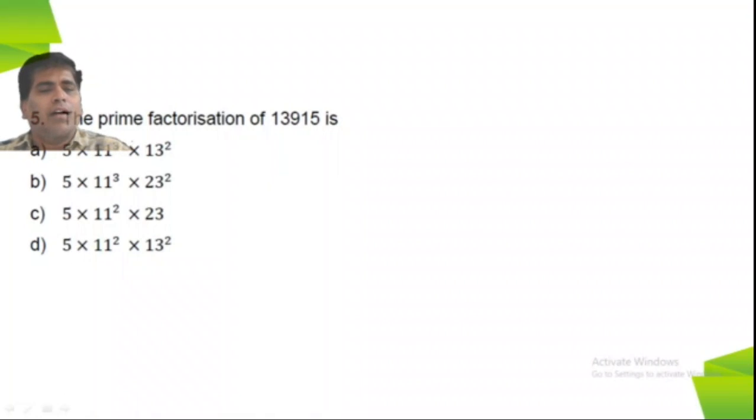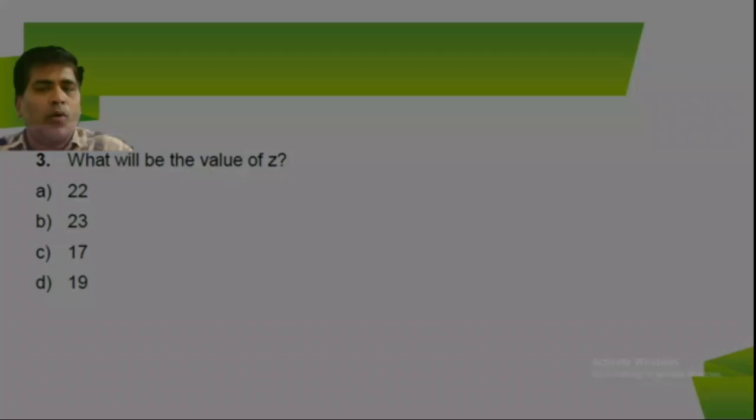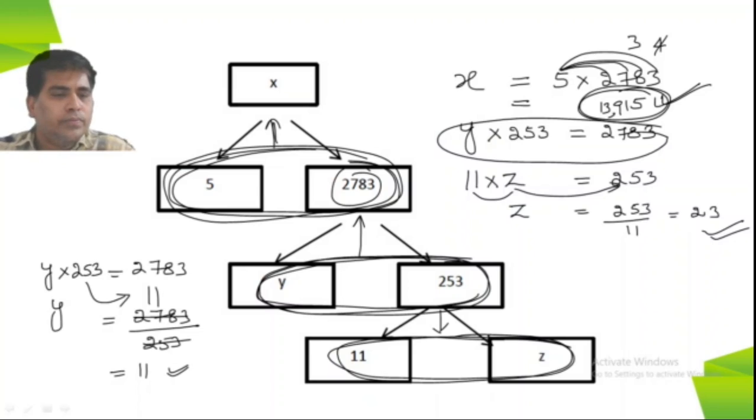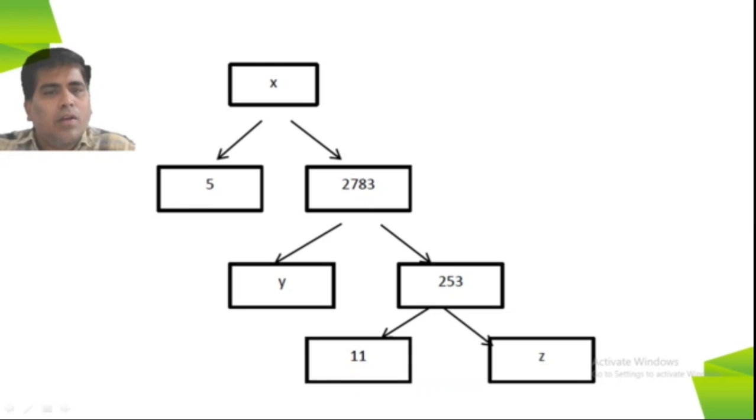Prime factorization of 13,915. What is the prime factorization of 13,915? We'll go back to the first question, we'll come to know about it. Here, what we got is 13,915. This is the x value. What we got as the y value is 11. And what we got as the z value is 23.